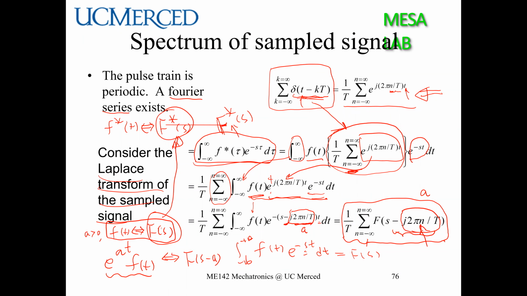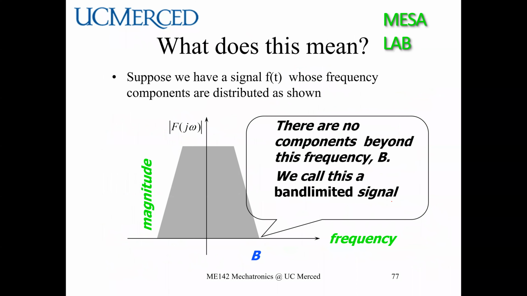So you can write 2 pi divided by T. This is like omega s, the sampling frequency, angular frequency. So this one will be like j omega s times n. The n is changing from this. So there are some huge consequences in here.